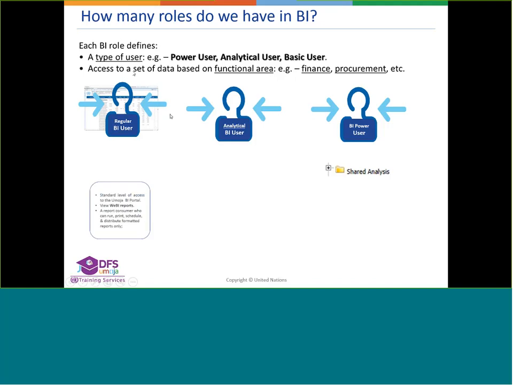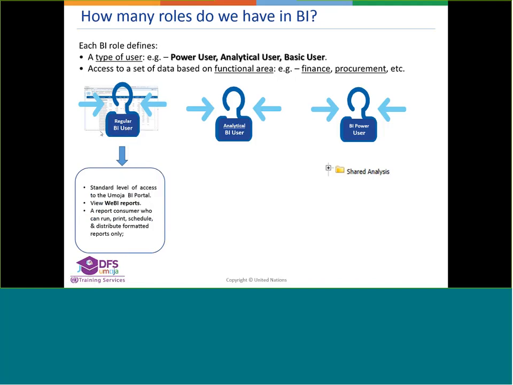So let's say, a regular user. That's the first type of user. He or she will have a standard level of access. He or she will be consuming the web intelligence reports, and will be someone who can run the report, print the report, schedule the report, export to Excel, and even save those reports under their favorites. No problem. So a regular user will have access to web intelligence reports, formatted reports, view web reports.